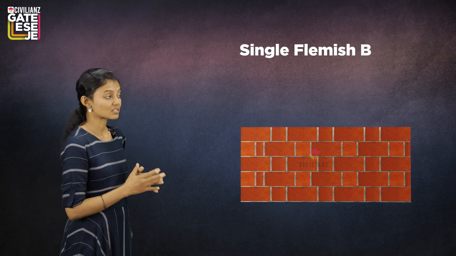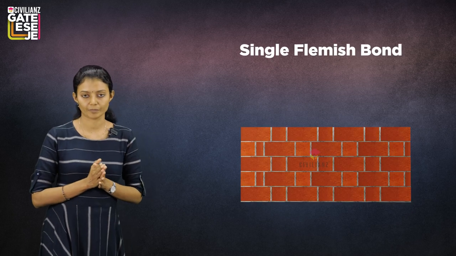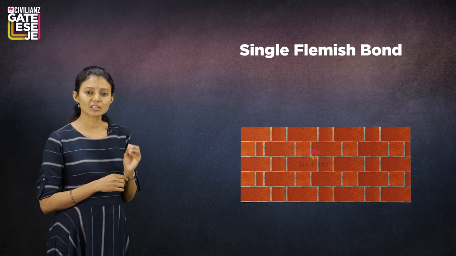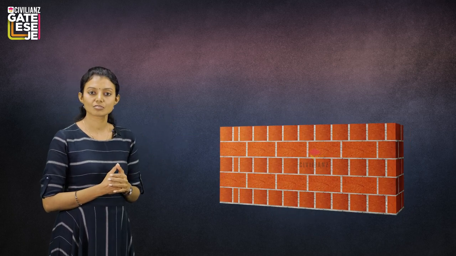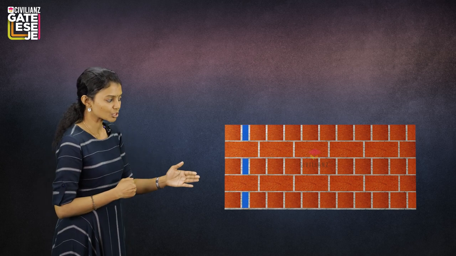Now let us see what is the single Flemish bond. So the speciality of a single Flemish bond is the front elevation consists of Flemish bond and the back elevation consists of English bond. So basically it is a combination of Flemish bond and English bond.